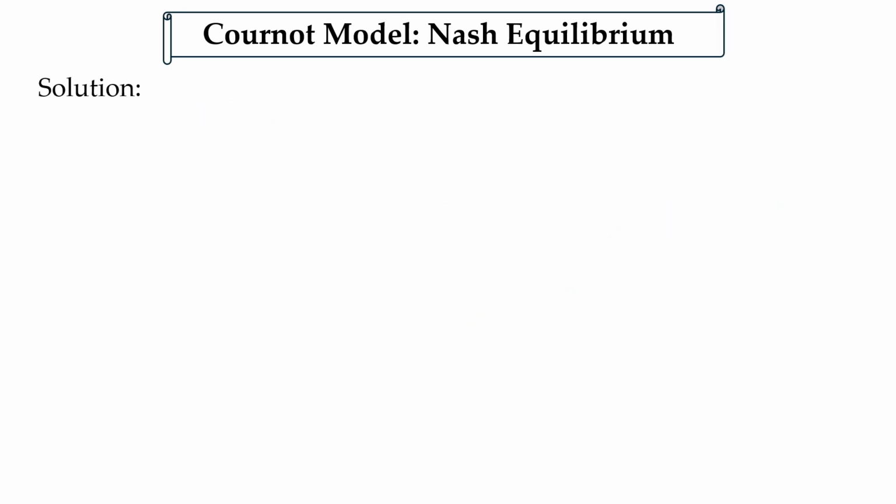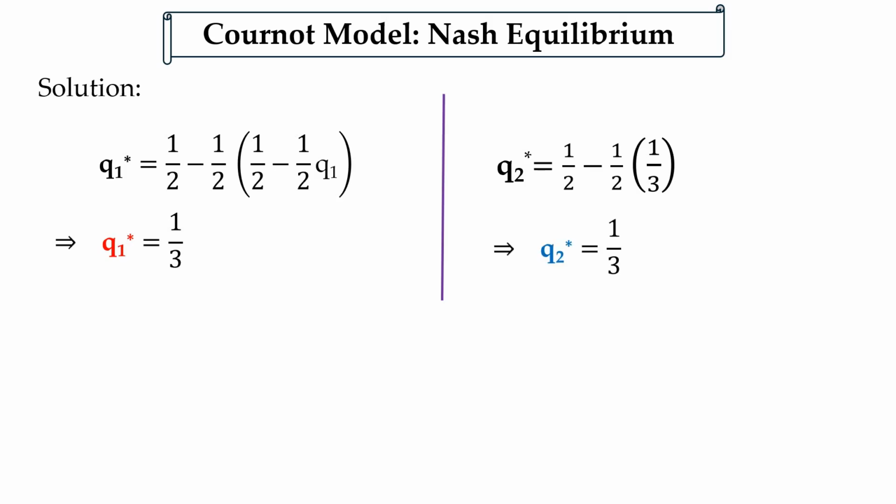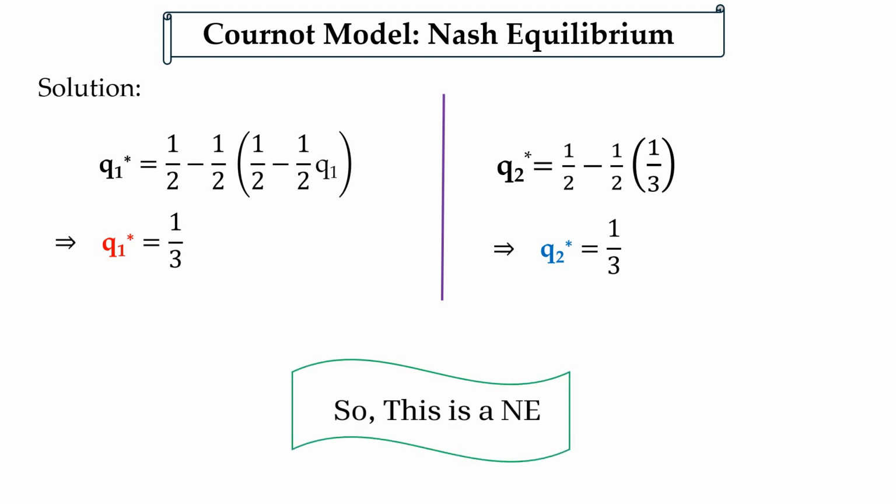Now, the solution. It remains to specify the payoff for firm 1 as a function of the strategy chosen by it and by the other firm, and now define the solutions for the equilibrium. If we substitute the value of Q2 in Q1, then we find Q1* = 1/3. Similarly, we can solve for Q2 and it gives us Q2* = 1/3. So we can say this is a Nash equilibrium outcome.